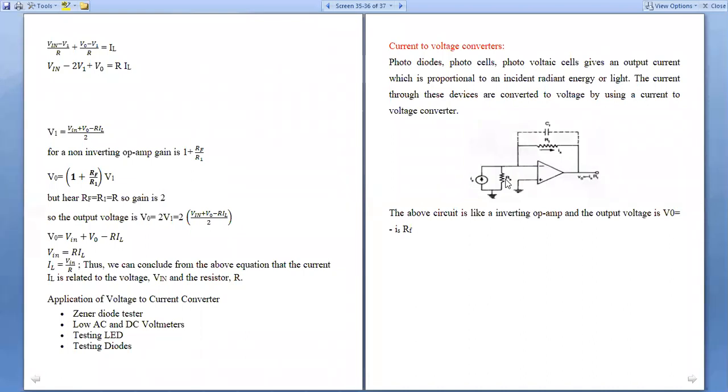The main discussion is the behavior of the output voltage. The output voltage is the inverse of the input. That's why V0 is equal to minus IS times RF. Okay, V0 is equal to minus IS into RF. So that is about the voltage to current converter.